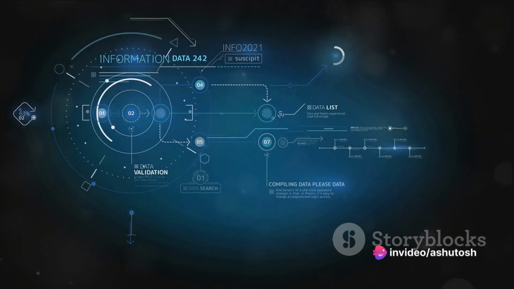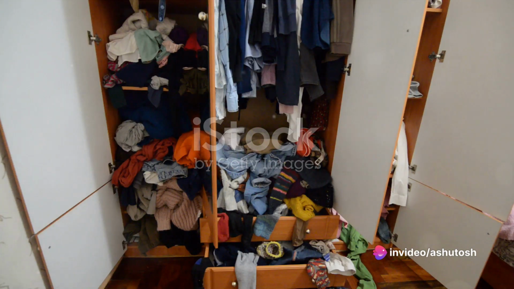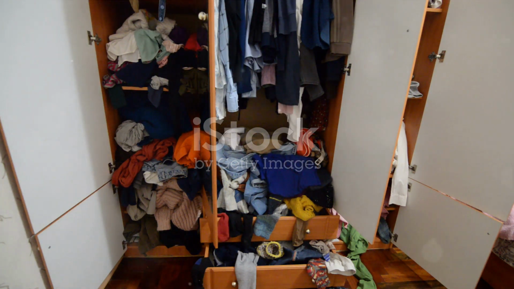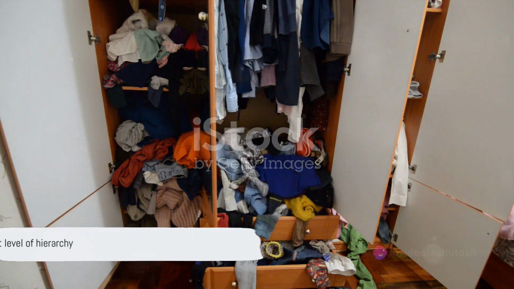Imagine a room filled with different items: books, clothes, toys, and so forth. The first step would be to group similar items together: books with books, clothes with clothes, and toys with toys. This is the first level of hierarchy.